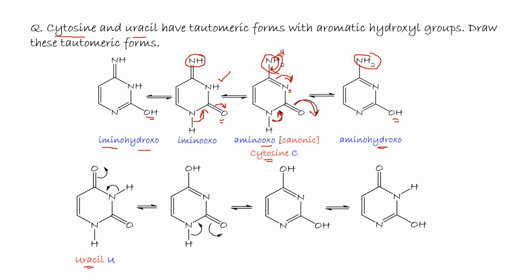For uracil, we can have the OH and double bond. In here we can have again this one moved in here, 2 electrons, transferring the hydrogen from the nitrogen to oxygen. Or we can have this oxo and this hydroxy. You can draw more than that, but these are the well-known stable forms.